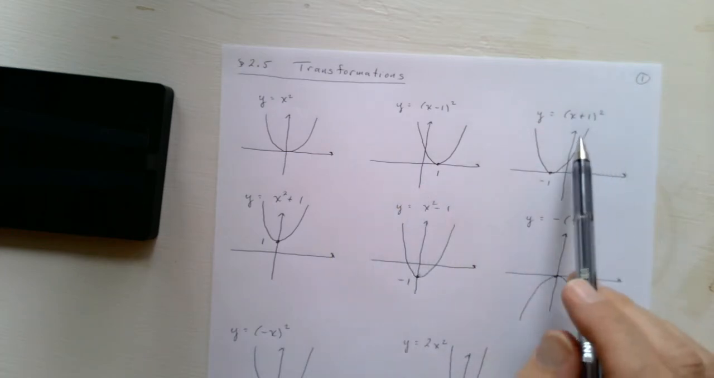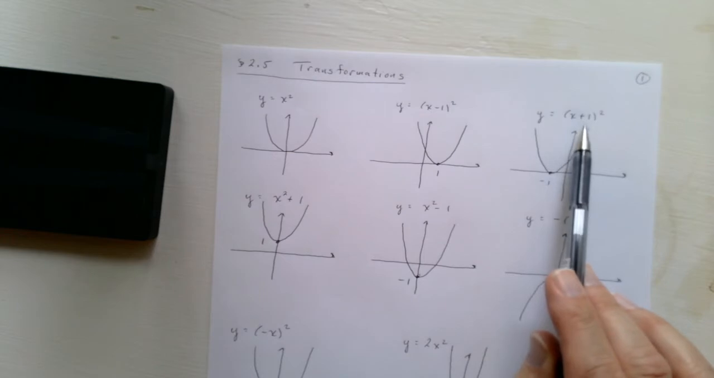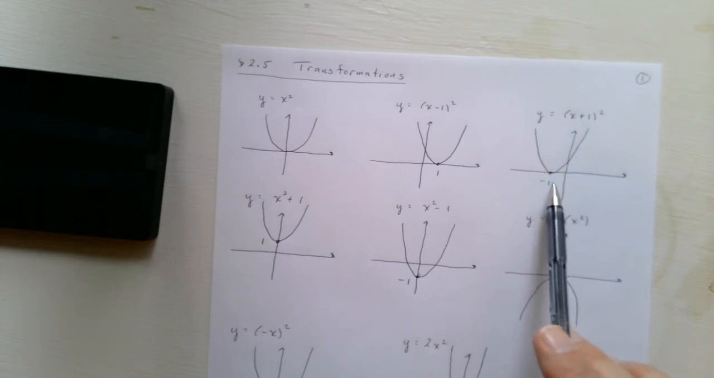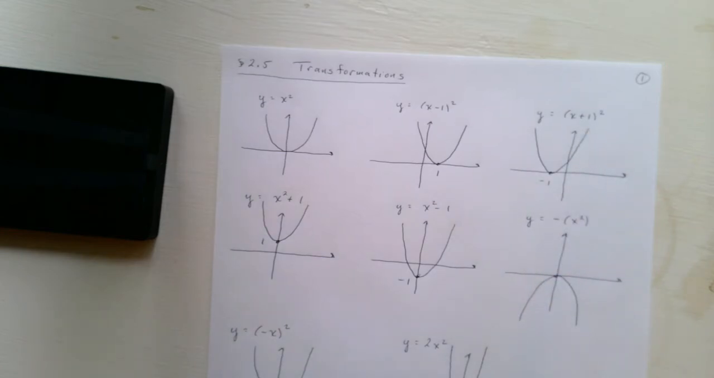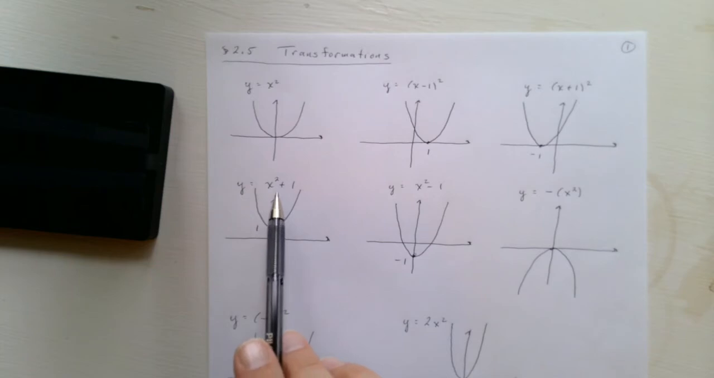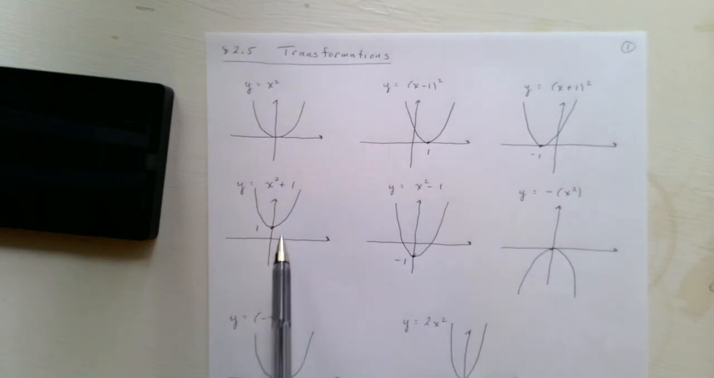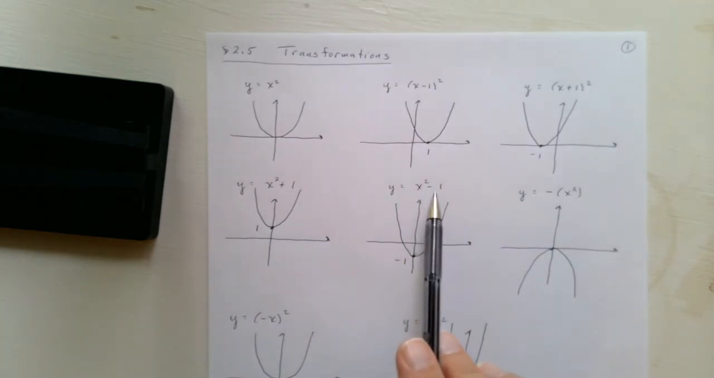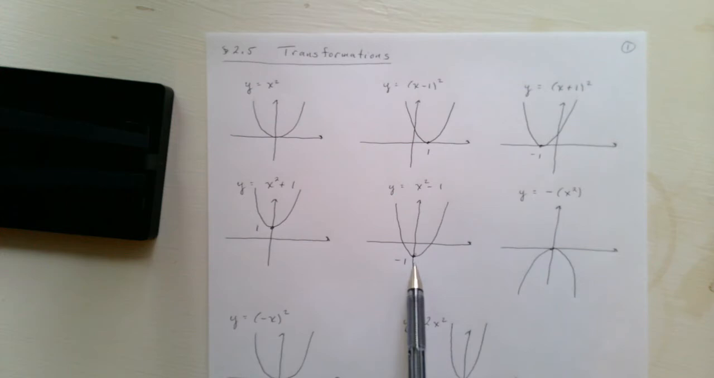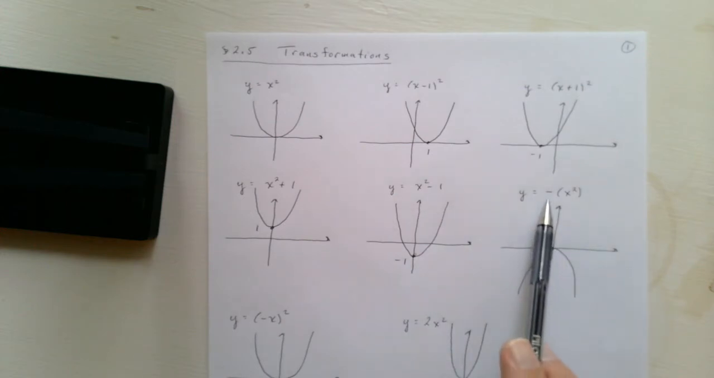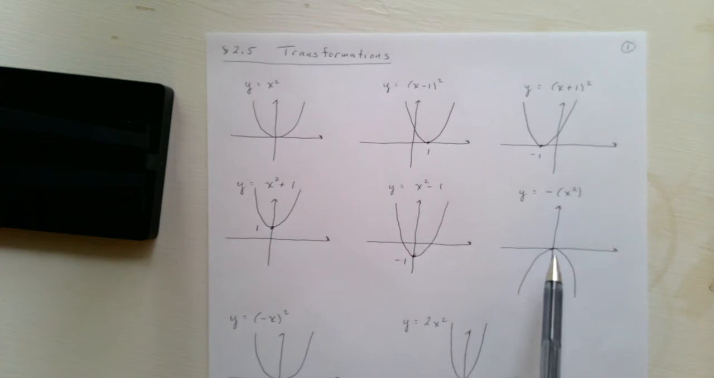And then similarly, if we replace this x with x plus 1, we shift the graph to the left 1 unit, because again, minus 1 will be the x-intercept. On the other hand, if we add 1 to the entire expression, this has the effect of shifting the graph up 1 unit. And if we subtract 1 from the whole expression, we shift it down 1 unit. If we put a minus sign in front of the whole expression, we are changing the sign of all the y-coordinates, so we actually have a reflection. We're reflecting the graph through the x-axis.